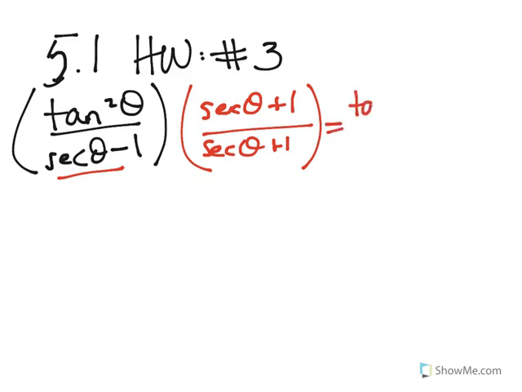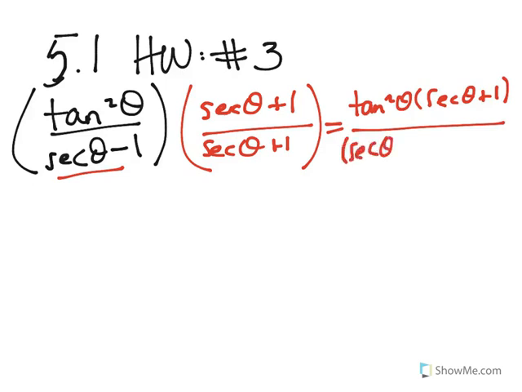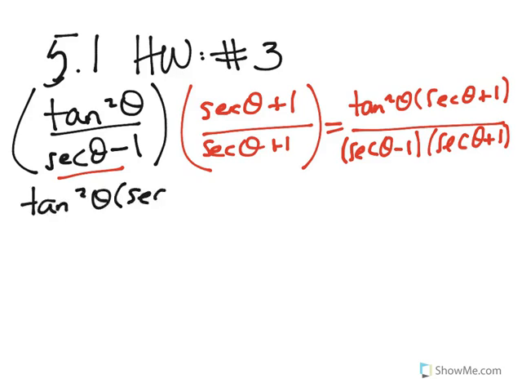Leave the top as is. So tangent squared theta times secant plus 1 over the denominator. And we're just going to keep that the way it is as well in this first step. Now what's after that? We leave the top factored out again because we're going to end up looking for some sort of identity in the bottom.